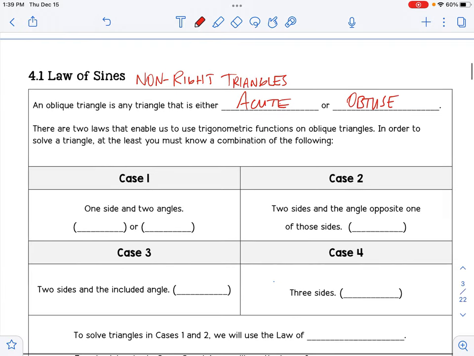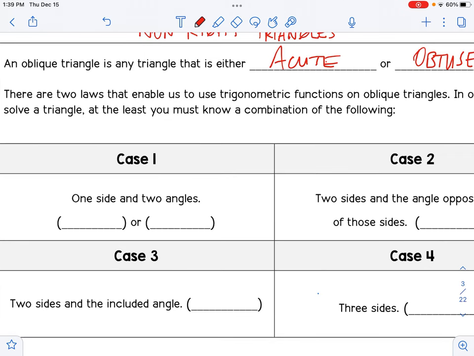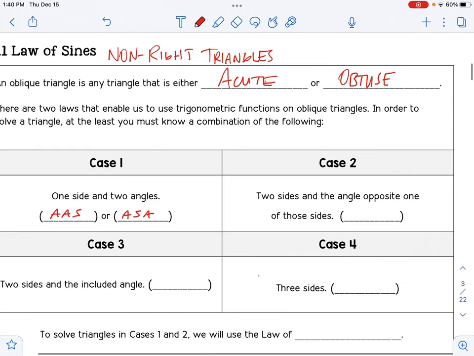Some of the cases where we will use law of sines to solve for oblique triangles would be if we know one side and two angles. That would be angle angle side or angle side angle. If we know two sides and an angle opposite one of those sides, that would be angle side side, and that's a special one that we're going to talk about. And then two sides with the included angle, that would be case 3, side angle side, and then all three sides would be side side side.